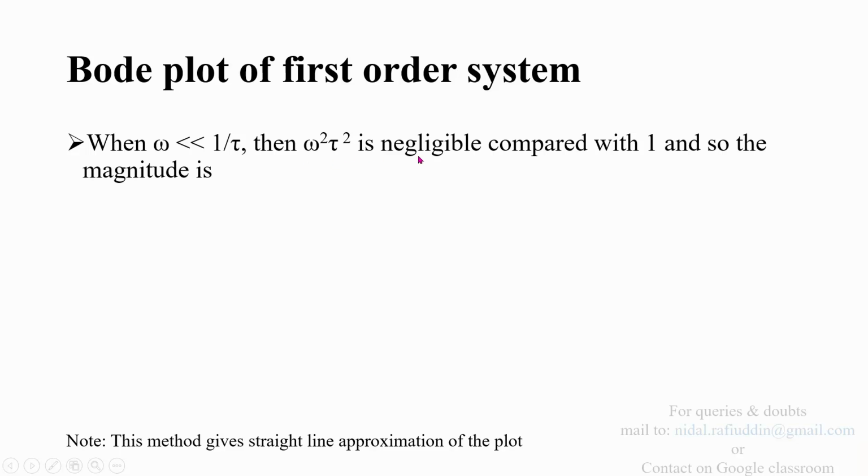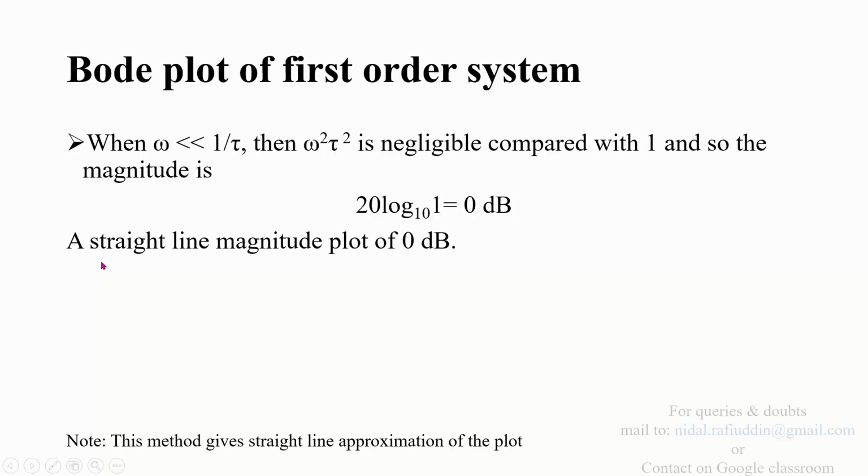And then omega square tau square is negligible compared to 1, and so the magnitude can now be written as 20 log to the base 10 of 1, which is 0 decibels. We know that magnitude and phase are the two parts, and their combination is termed as Bode plot, and we are trying to conclude about the magnitude part of the Bode plot by the assumptions. So the magnitude part for omega much less than 1 upon tau is 0 dB. That is a straight line with a magnitude plot of 0 dB.